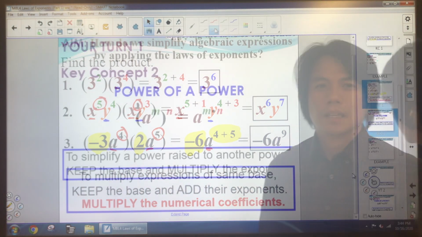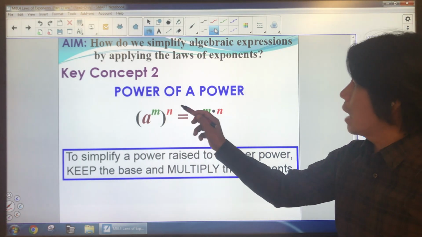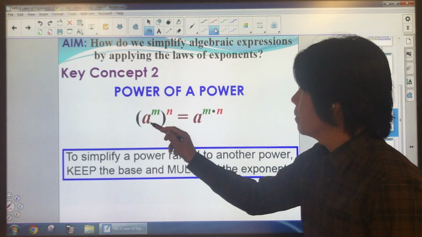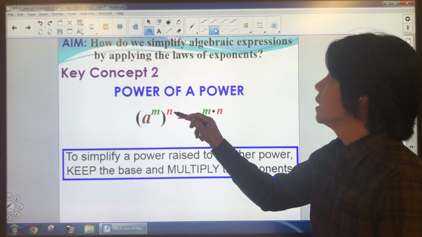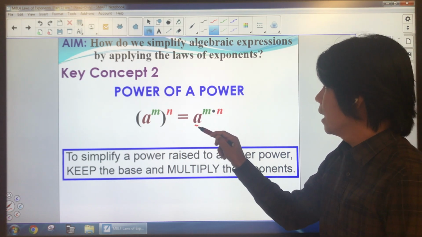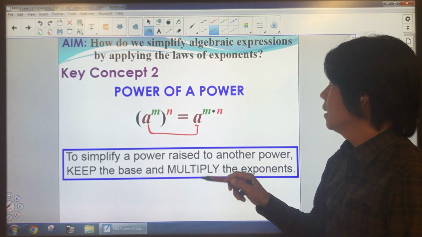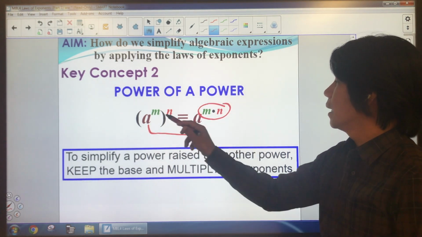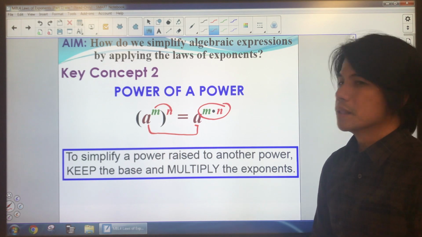Clear? Let's go over the second key concept, power of a power. So we have a to the m power raised to the power of n. Now what happened? It's a, we kept the same base, right? And we multiply their exponents.